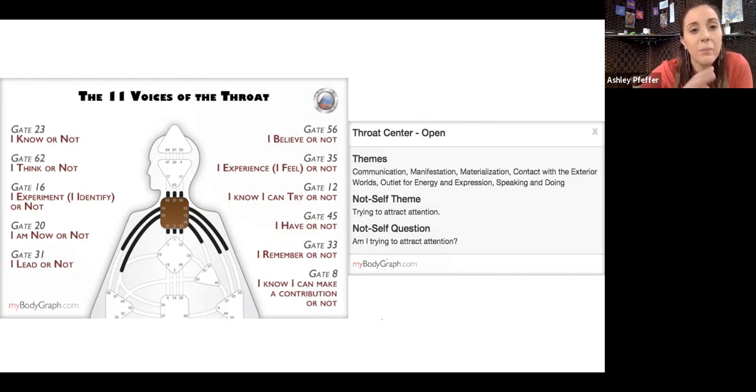And you can see it coming out of the throat center, how a lot of people can overcomplicate things, especially if you have this. Like, the key here is simplicity. Simplicity is going to be your best friend. So here are the different gates. 23 is this one right here, 63, I think, or not. 56, I believe, or not.